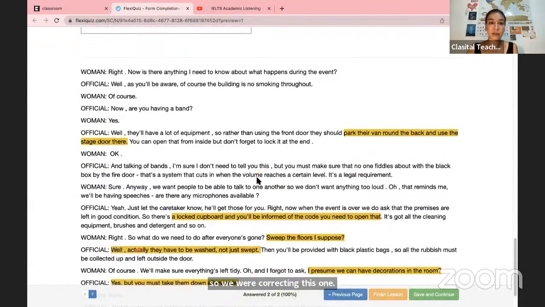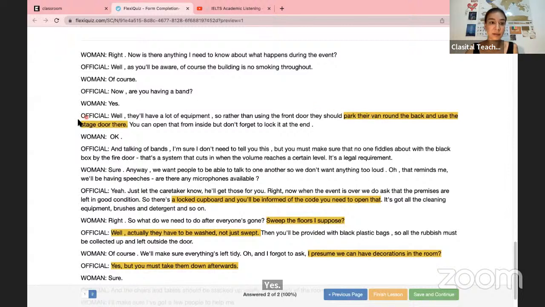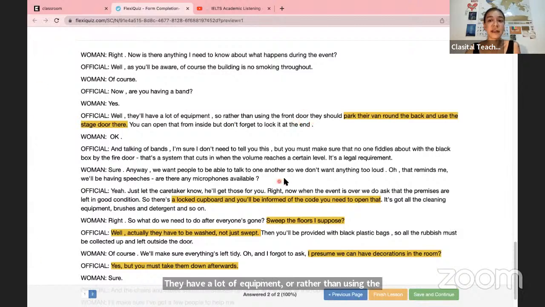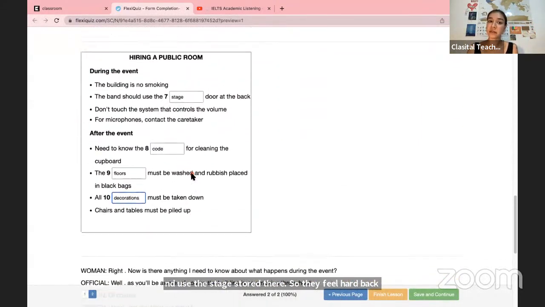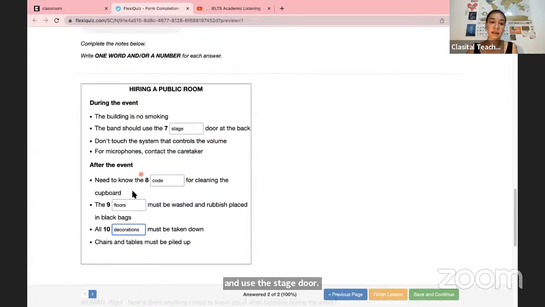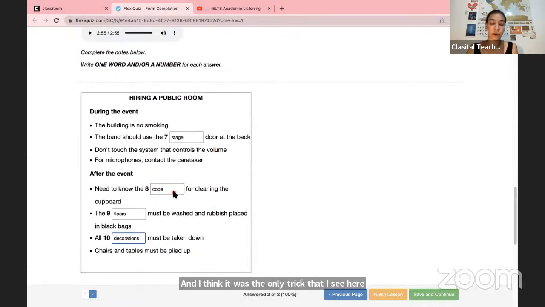Yes. Let's look at the script. It says, yes, the officer says that they have a lot of equipment. So rather than using the front door, they should park their van round the back and use the stage door there. So they should park back and use the stage door. And I think it was the only trick that I see here. The other ones were quite straightforward.